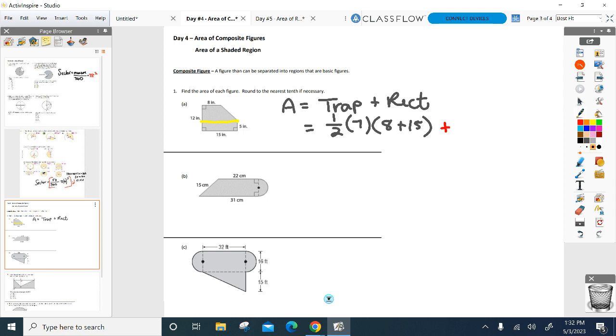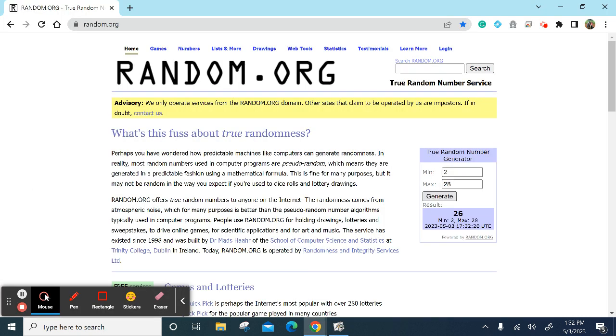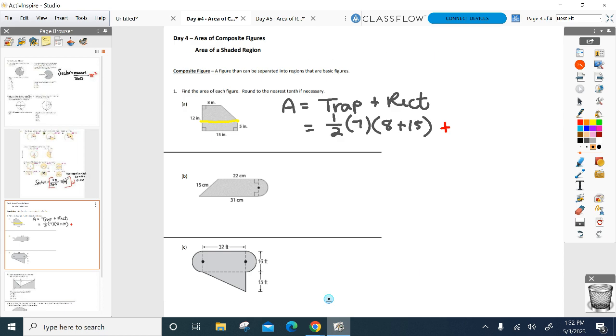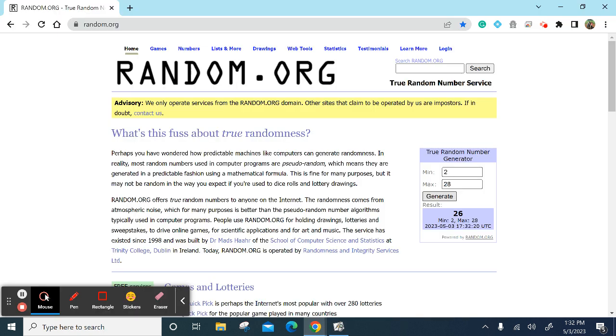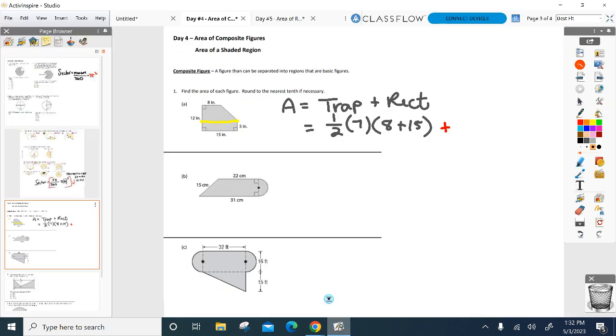Now let's add the rectangle on top. Length and width of the rectangle. 15 times 5. 15 times 5. Good work, everyone.